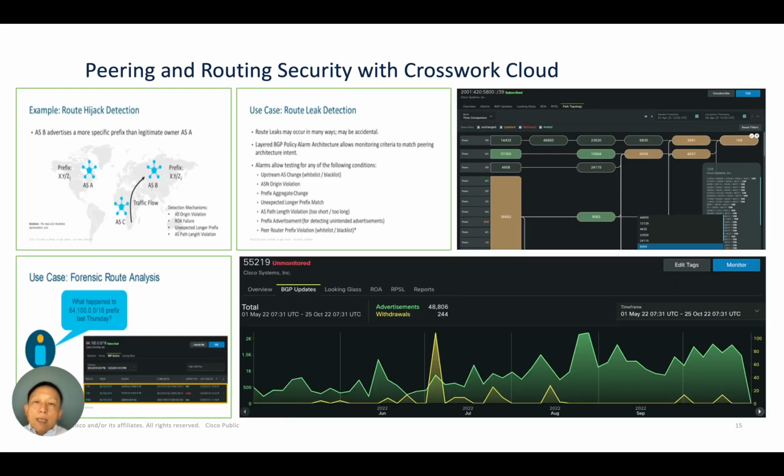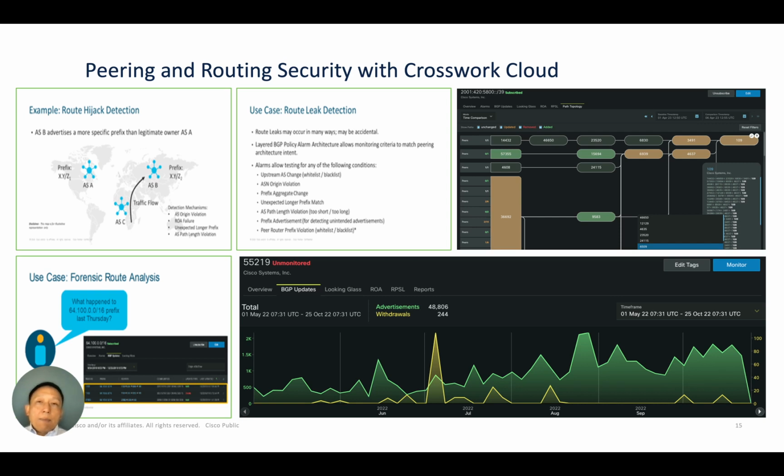Okay, great. And how do those things get implemented within Crosswork Cloud? You can see the traditional hijack detection and route leak detection, and some of the features and capabilities that you can see in screenshots on the AS path topology. These are available in the Advantage and Premier tiers. And then, of course, the BGP updates, so you can see many times people are surprised. Oh yeah, we had a network incident. Oh, that was a network maintenance event.